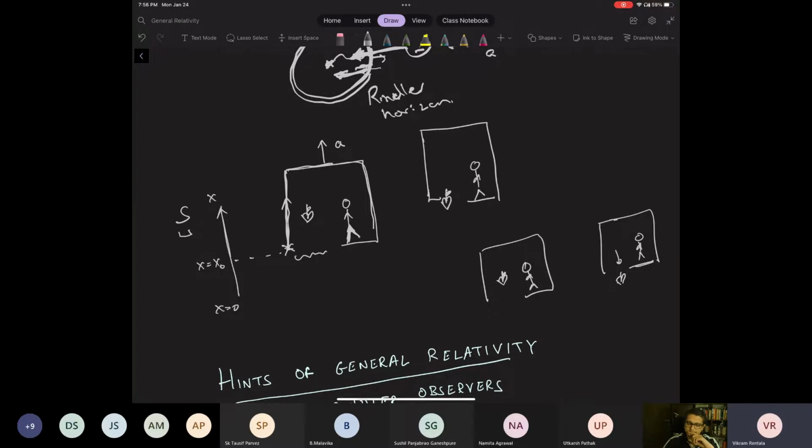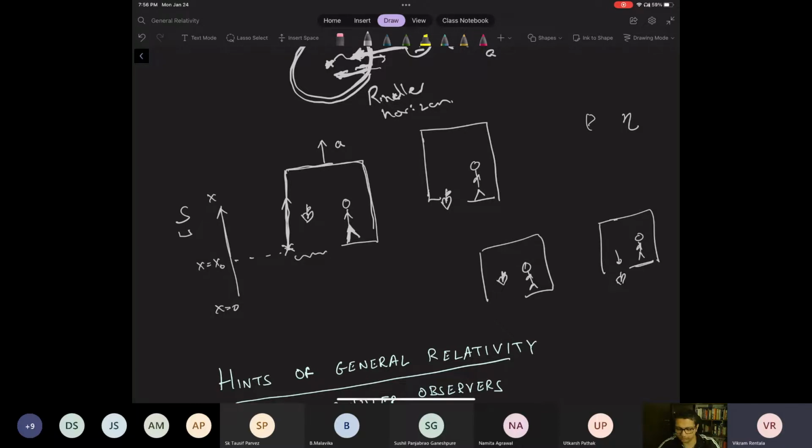So can we say that the accelerated frame is the frame in which the space-time coordinates of the Rindler observers are fixed? So the Rindler observers have their own space-time coordinates. Each one has a fixed rho coordinate, but their eta coordinates are changing. Yes, but that isn't frame S.